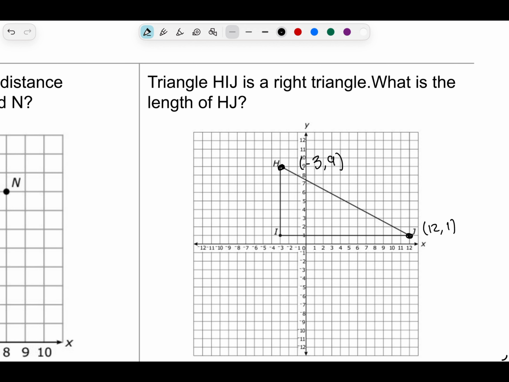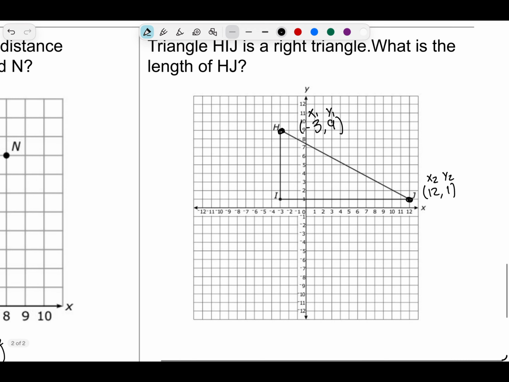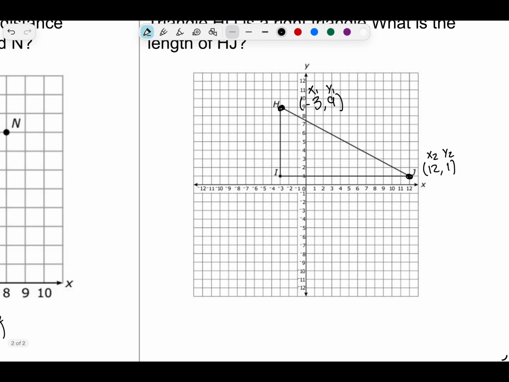Okay, now we label those. So the first one they gave us was H. So that's going to be X1, Y1. The J was going to be X2, Y2. Alright, so now we find the difference. So we got our X, which is going to be -3 minus 12. That's going to give us -15. And then we do our Y values. That's going to give me 9 minus 1. 9 minus 1 is going to be 8.